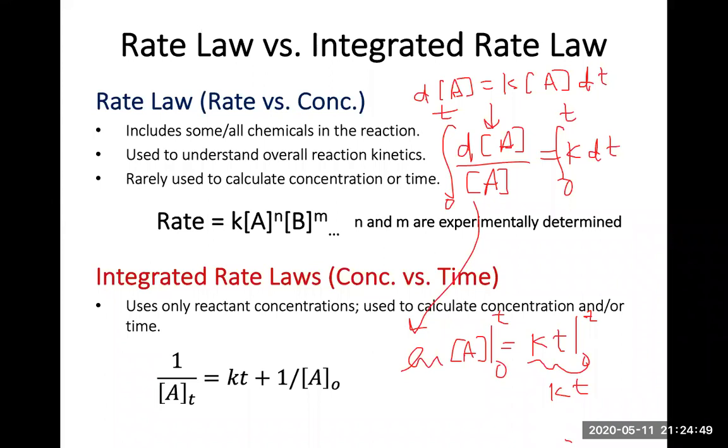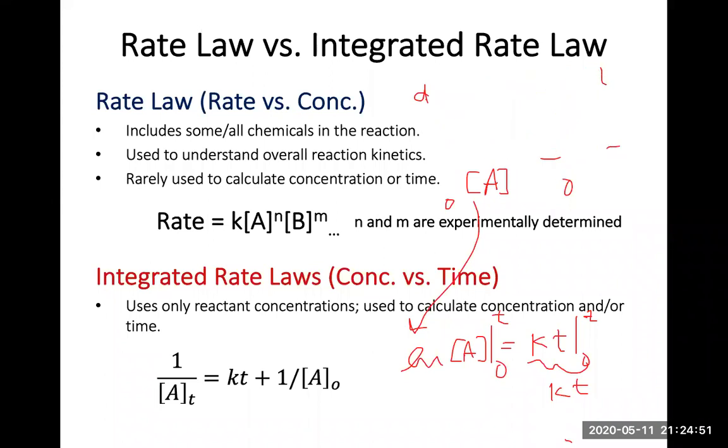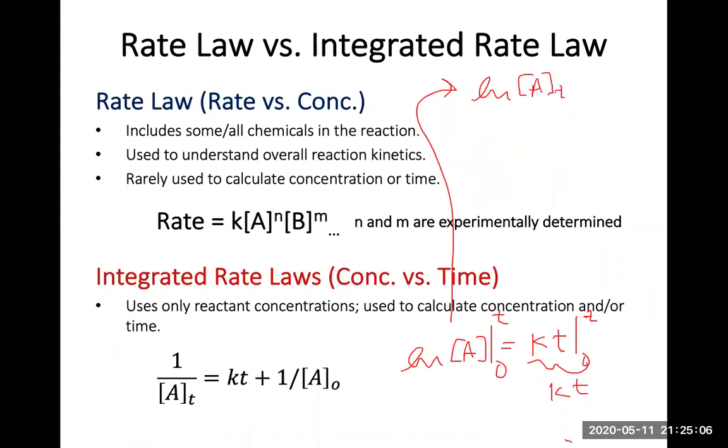This term, if I've integrated from 0 to t, gives me the natural log of [A] at time t minus the natural log of [A] at time 0, and that's all going to equal negative kt. This gives us the integrated rate law.